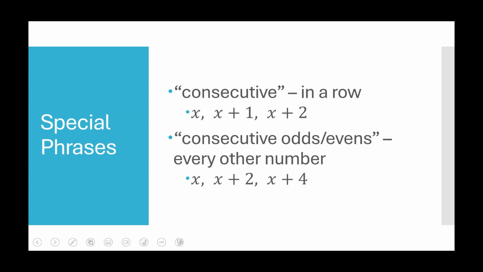And consecutive numbers, you start with a number x and you go up one each time. If you have consecutive odds or consecutive evens, again, you start with some number, but then since you need to skip, you're going up by 2 each time. And this could keep going if you had 4 that you needed or 5.